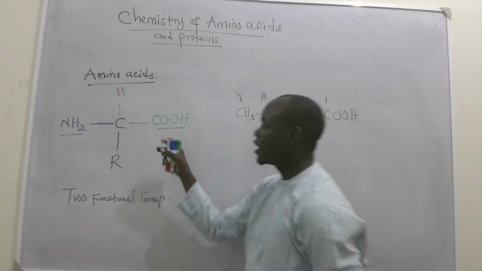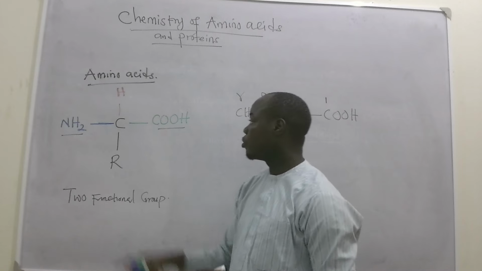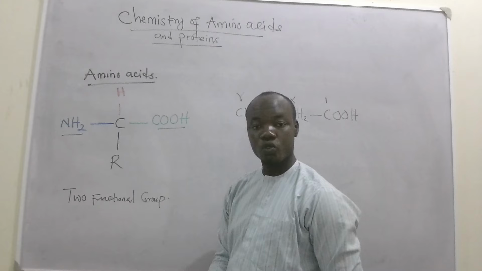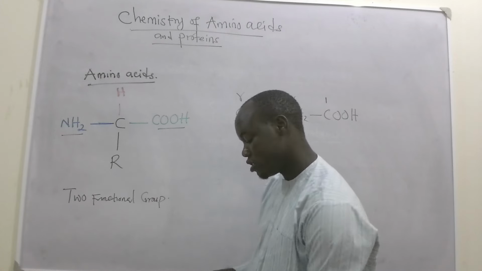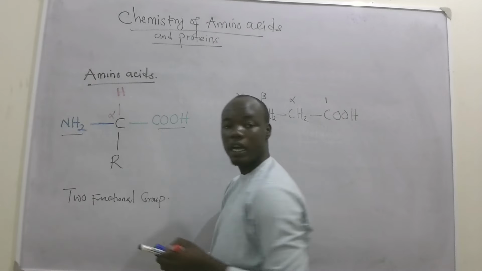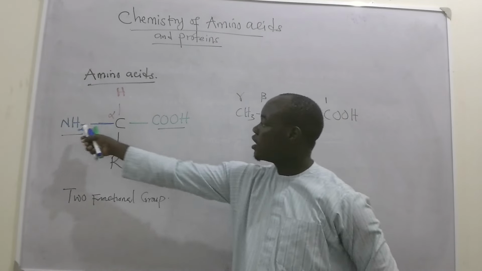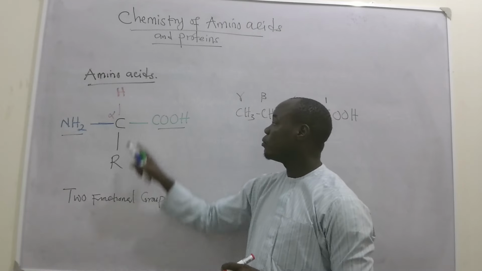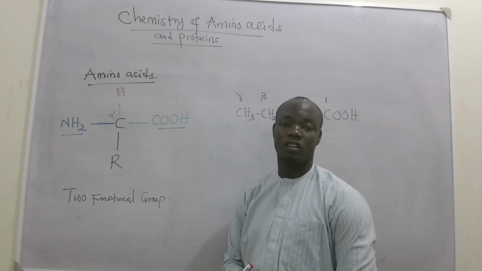So now this is a carboxylic functional group, and of course we have a carbon here. What we call the carbon here is alpha carbon. And since there is no other carbon here, you stop. So this carbon is called alpha carbon.